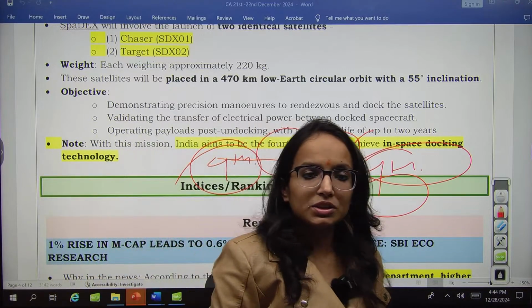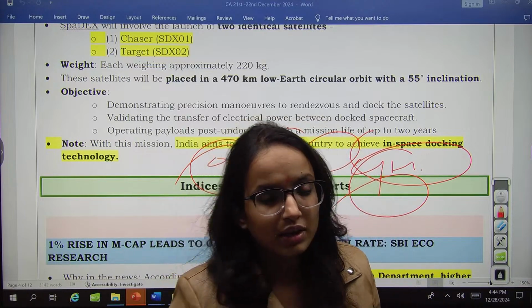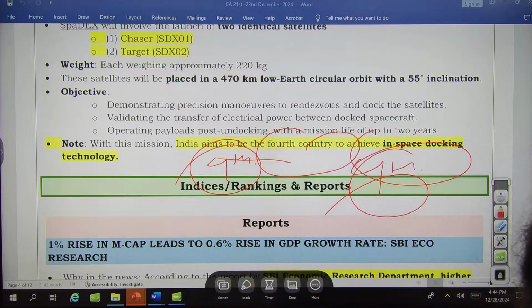So which are the three other countries? The three other countries who have achieved space docking are Russia, USA and China. Okay, Russia, USA and China.